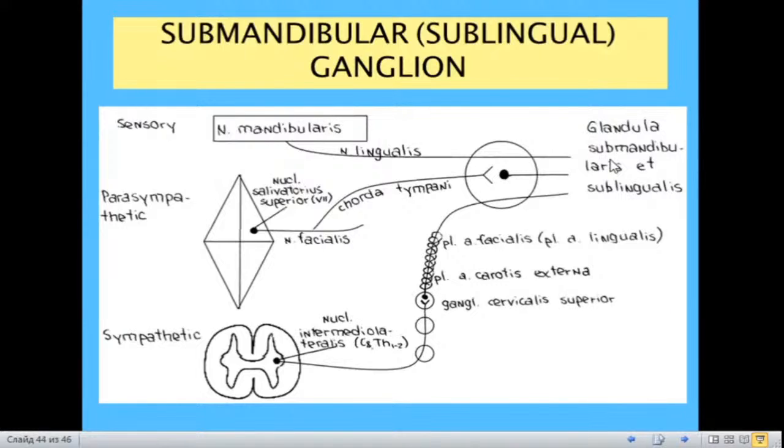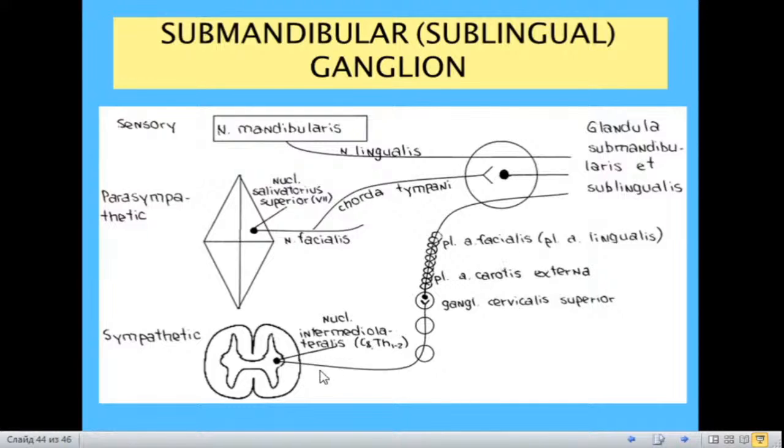Submandibular or sublingual ganglion, it depends on the gland. If we talk about the submandibular gland, we mention the submandibular ganglion. If sublingual gland, sublingual ganglion. Same as previously, this ganglion gets three types of fibers. First one, sensory, coming from nervus mandibularis and its branch nervus lingualis. Then preganglionic parasympathetic fibers start in nucleus salivatorius superior. Then they travel through the facial nerve and its branch chorda tympani.